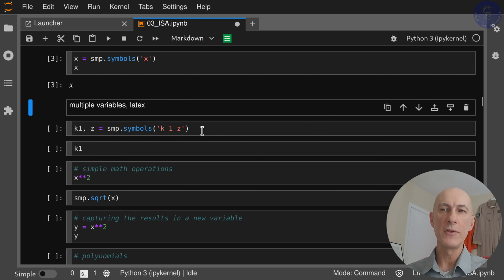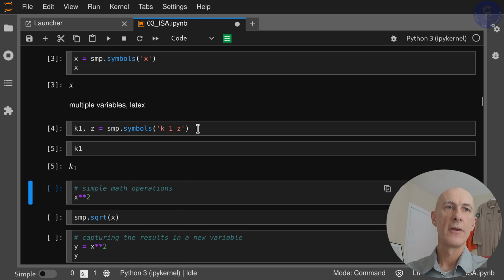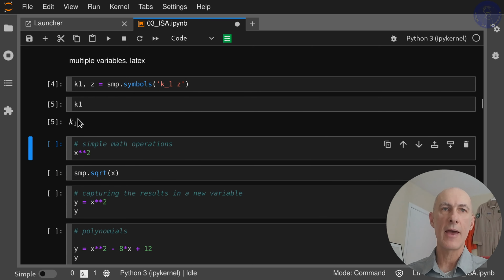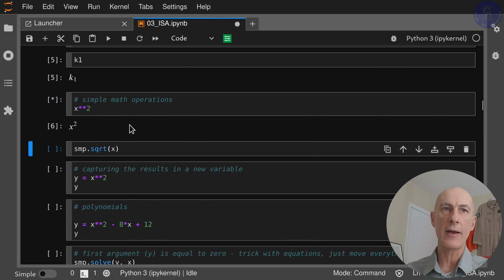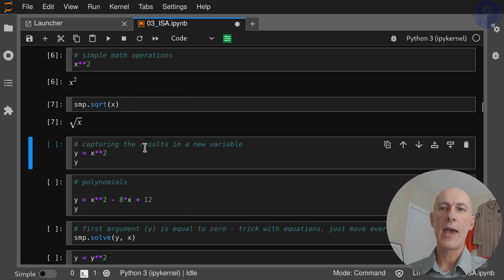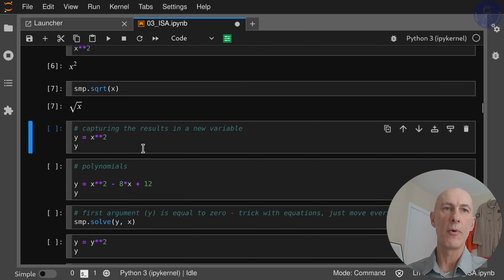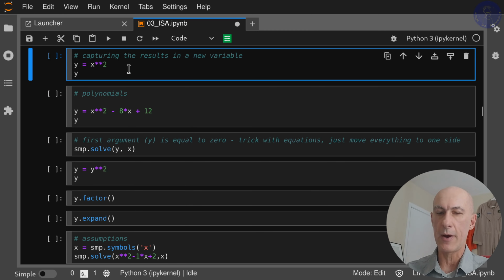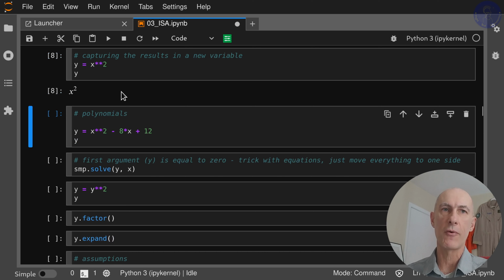We can also define multiple variables here at the same time, like k1 and z, and when we put _1 here, you see what happens. Again, because this is rendered in LaTeX, it nicely renders k_1 or sub1 here. We can do simple math operations like squaring x or doing square root of x. And we can capture the result in a new variable like this. We can say that y equals x squared. And when we print y, it's going to be, of course, x squared.